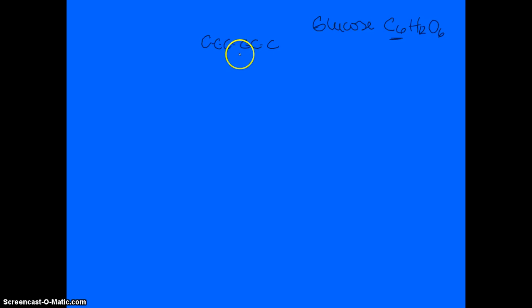So what's going to happen with glucose during glycolysis? And for all you med-term people, or those of you taking med-term next semester, gly or glyco refers to sugar. Lysis refers to disintegrate or break down, decompose. So we're going to break down a sugar, which is glucose.